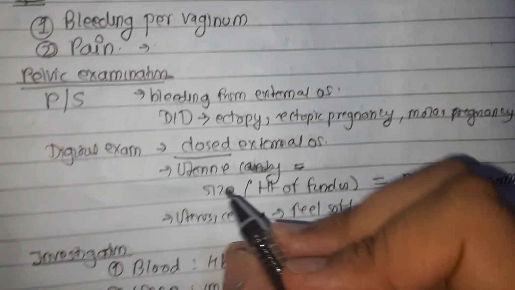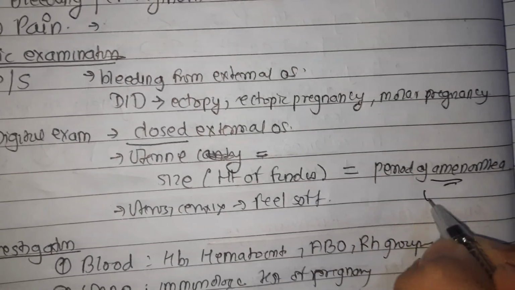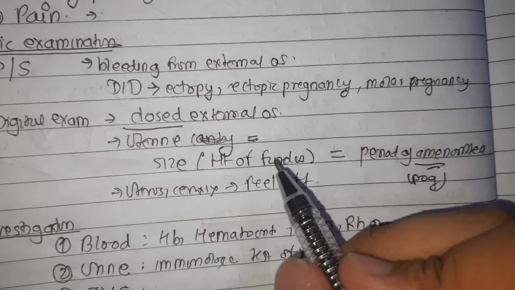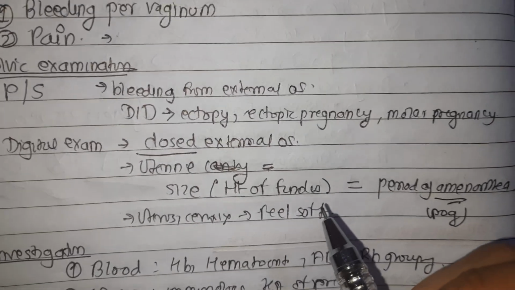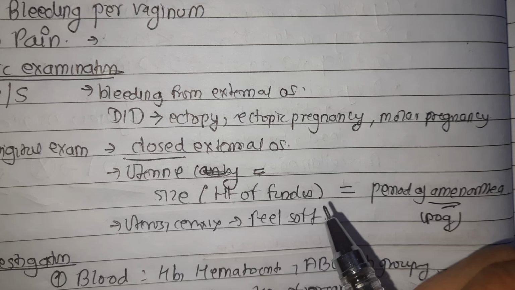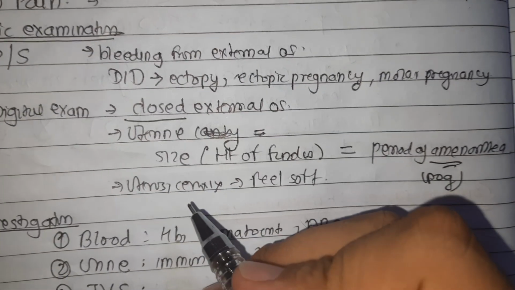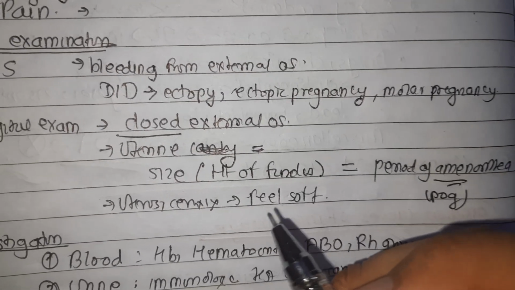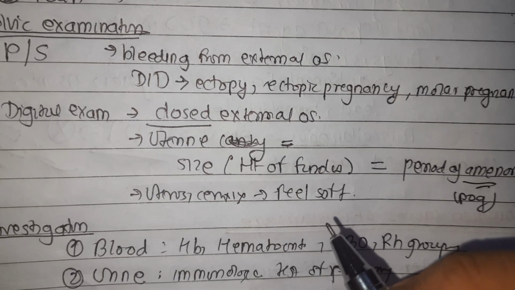The external os is closed, and the uterine size, that is the height of the fundus, corresponds to the period of amenorrhea, also known as the period of gestation. Height of the fundus is equal to the period of gestation. Why is this equal? Because the fetus hasn't come out, the abortus hasn't come out, it is still inside the uterus, so that's why. And the uterus and cervix feel soft, and with time the bleeding and pain subside and the pregnancy continues.